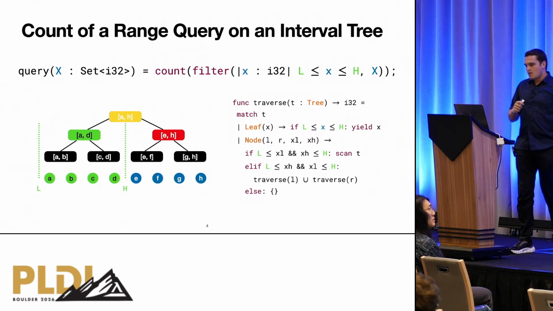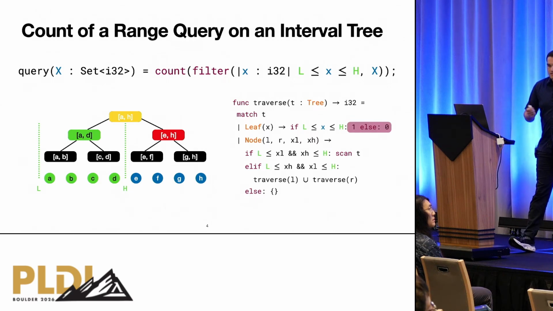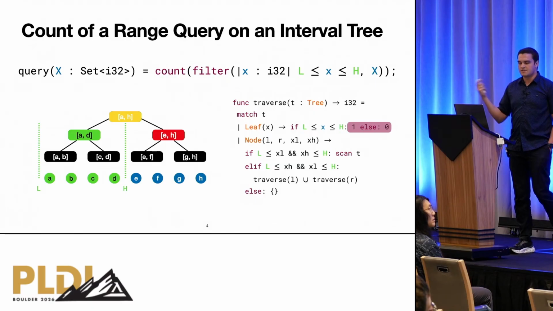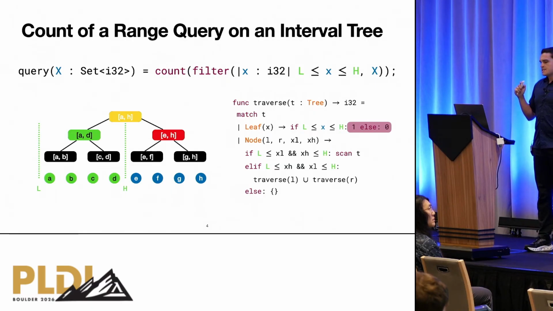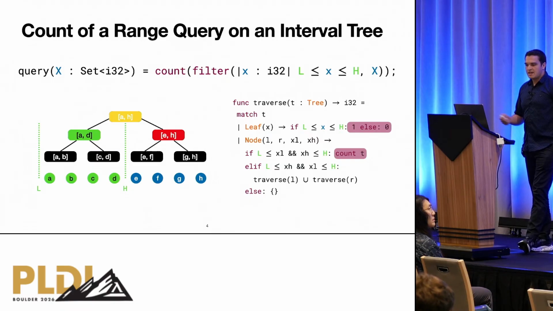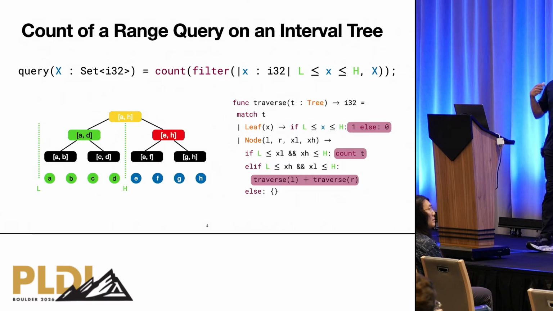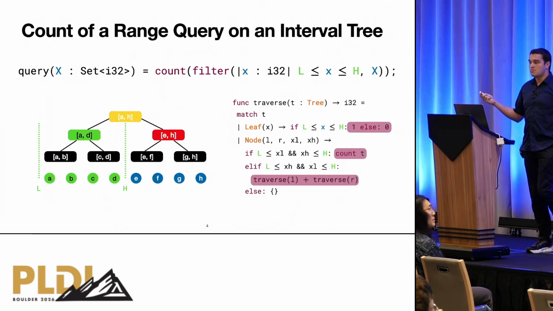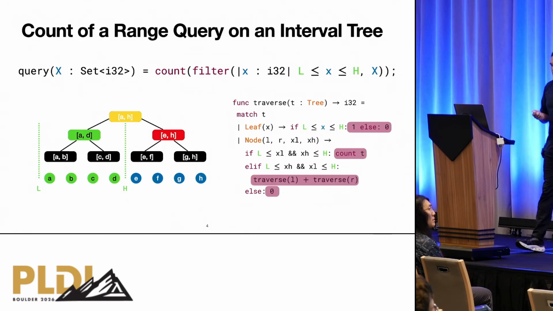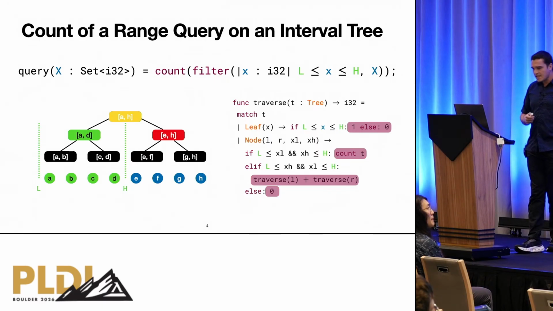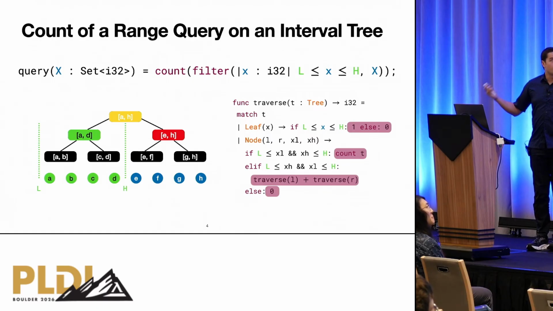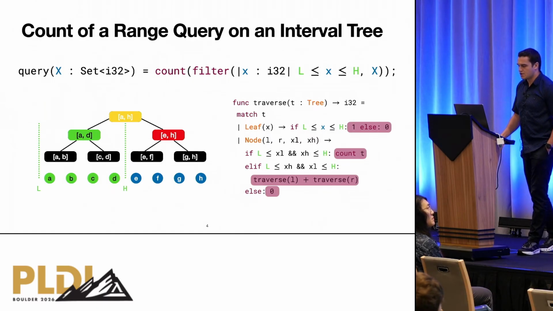integer value. We change the leaf case to return 1 if the filter predicate is satisfied and 0 otherwise. The scan case actually counts the size of the subtree. The former union actually takes the sum of the two subtree results, and returning an empty set returns 0. And this is how you perform a fused operation on a tree.